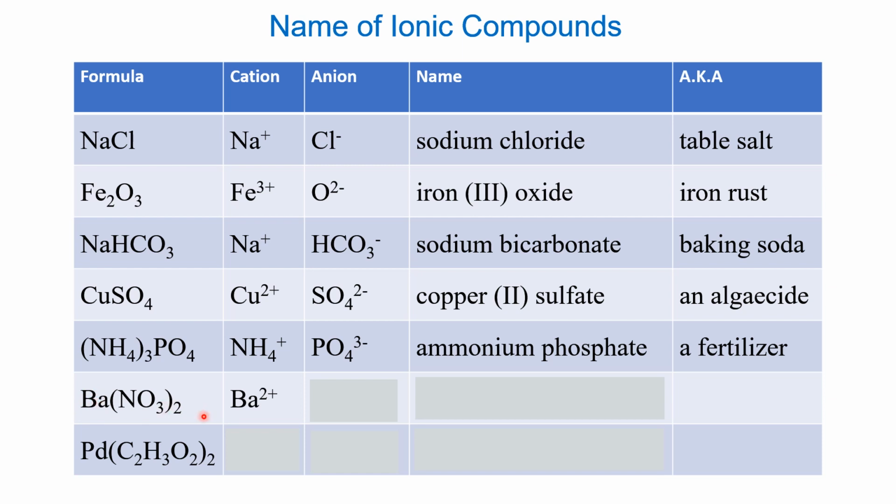This is another example. This is barium nitrate. Barium 2 plus. Barium always forms a 2 plus cation, and nitrate is -1. So the name is barium nitrate. It's a type 1 metal.